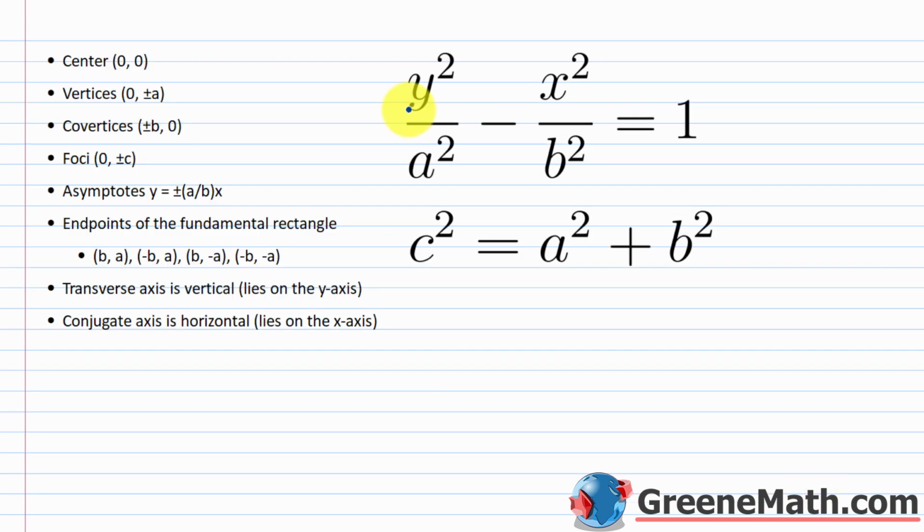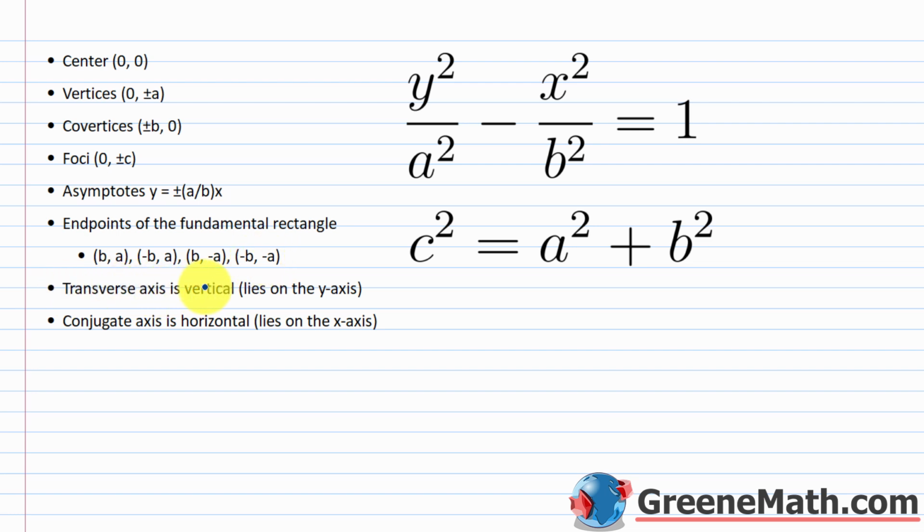So just to recap, again, for y squared over a squared minus x squared over b squared equals 1, we have our center at the origin, which is 0, 0. The vertices are now 0, plus or minus a. Your co-vertices are plus or minus b, 0. Your foci are 0, plus or minus c. Your asymptotes are y equals plus or minus a over b, x. And then your endpoints of the fundamental rectangle are b, a; negative b, a; b, negative a; negative b, negative a.